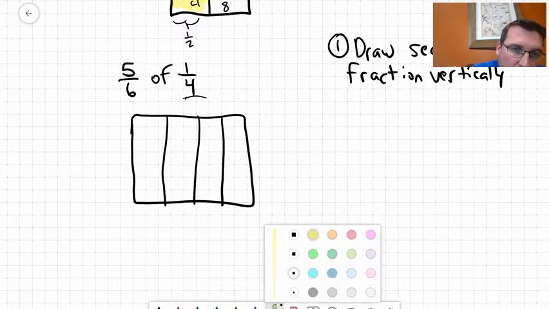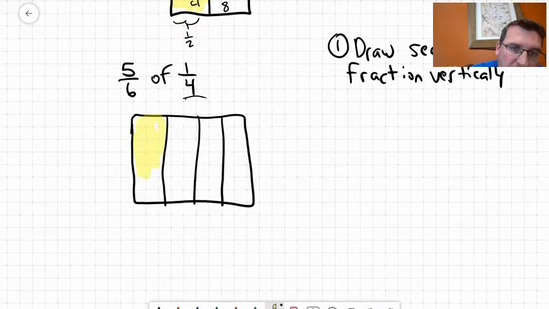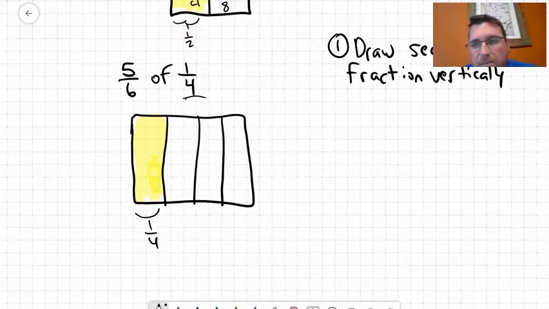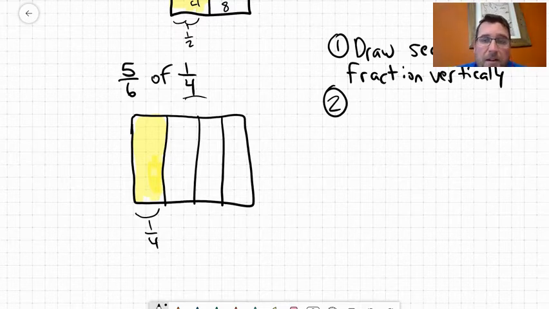And then what I want to do is shade in one of those 4 sections. Okay? So there we go. So we got 1 out of 4. This equals right here. This is 1/4. If you've got an opportunity to do this with me, do it with me. Maybe you have a whiteboard, maybe you just have a piece of paper and some crayons or colored pencils, go ahead and do that. So draw the second fraction vertically, boom, did that.